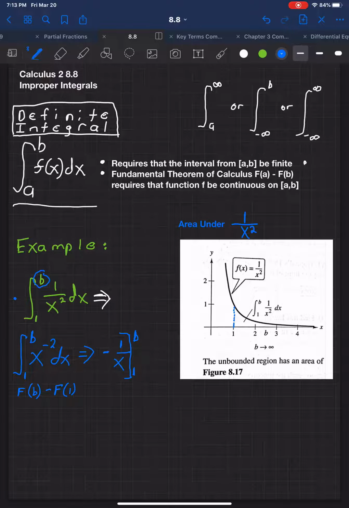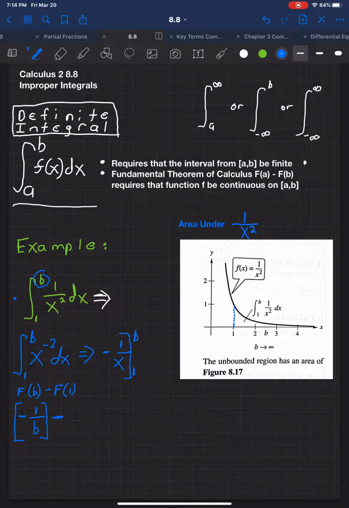So if I start with f of b, that would be negative 1 over b. Okay, so that is f of b minus, right? So minus what? Minus f of 1.